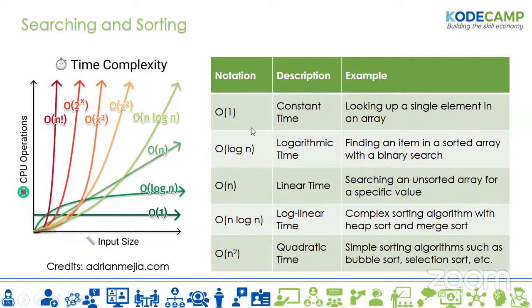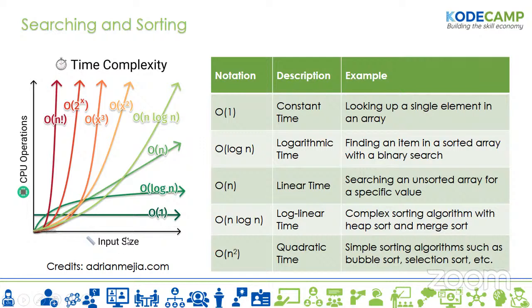So let's start with constant time. Now, constant time is looking up a single element in an array, and that's a constant time operation. When you're looking up a single element in an array, it's a constant time operation because the element is already stored in a memory space, and all you're doing is trying to access that memory space or that memory location.